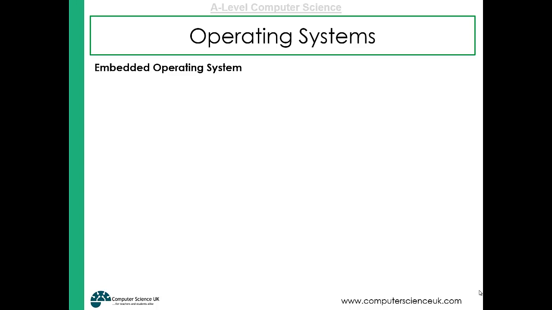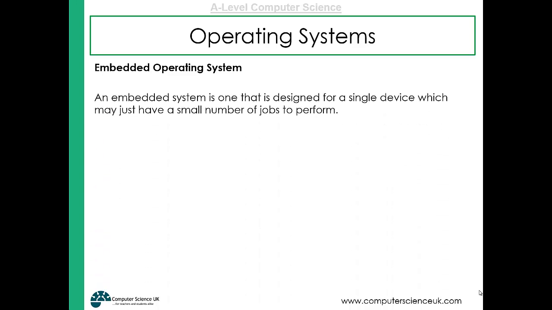Now, an embedded operating system is the kind of operating system that you would have on a single device that just has a small number of jobs to perform. If you think about a DVD player, it's probably not very efficient to install Windows as its operating system. There'll be thousands and thousands of things that the operating system just wouldn't need to do. So it'd be a waste of space and a waste of resources.